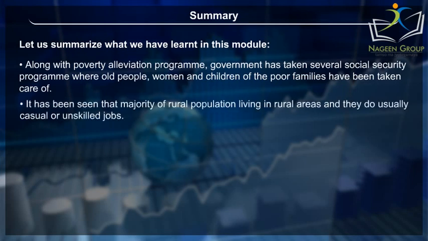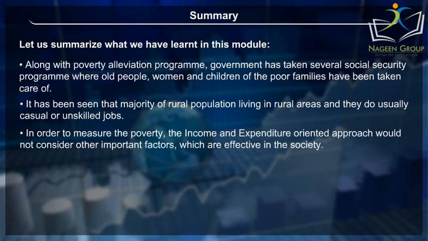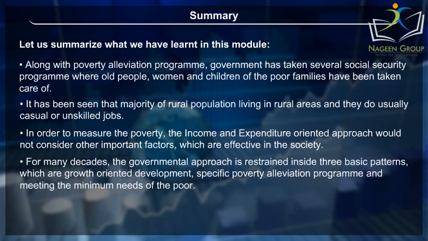It has been seen that the majority of the population lives in rural areas, and they usually do casual or unskilled jobs. In order to measure poverty, the income and expenditure oriented approach would not consider other important factors which are effective in society. For many decades, the governmental approach has been restrained inside three basic patterns, which are growth-oriented development, specific poverty alleviation programs, and meeting the minimum needs of the poor.